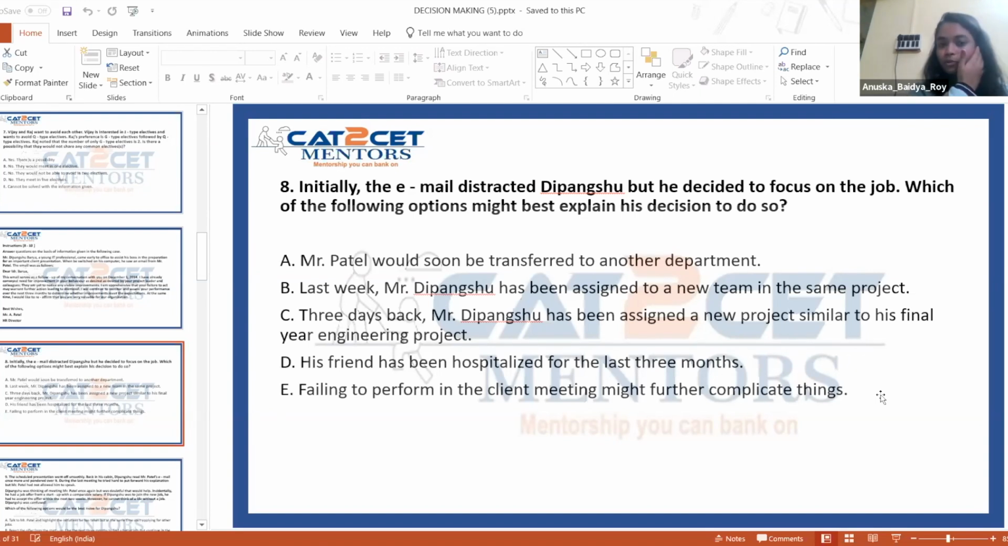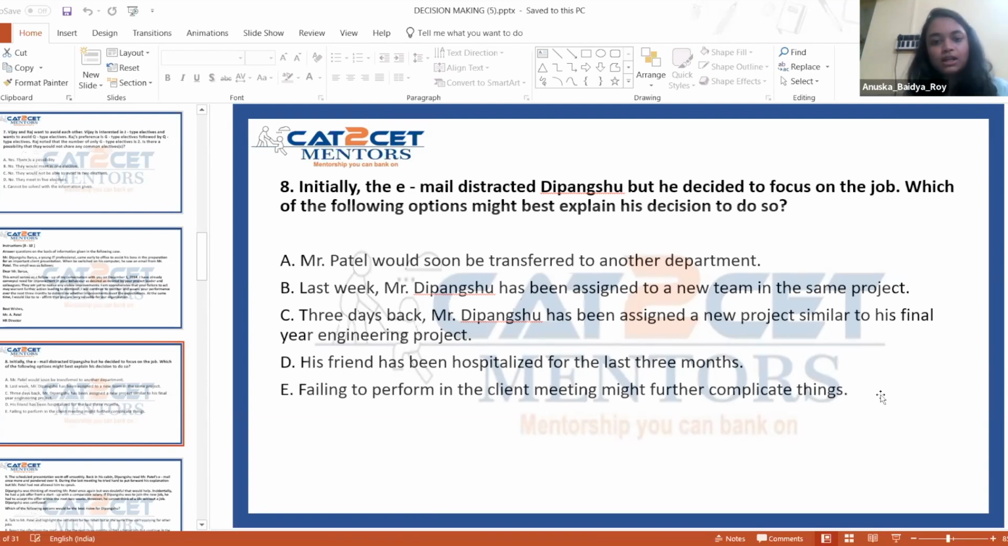Okay. Now option B. Last week, Mr. Dipanshu has been assigned to a new team in the same project. Okay. New team, same project. Again, there's a chance of reporting to the same colleagues or having some conversation with the same colleagues, the same seniors maybe. Okay. So as long as this person is in the same organization working, the HR is going to be there anyways. So this is not a good example of why he might focus on his job.